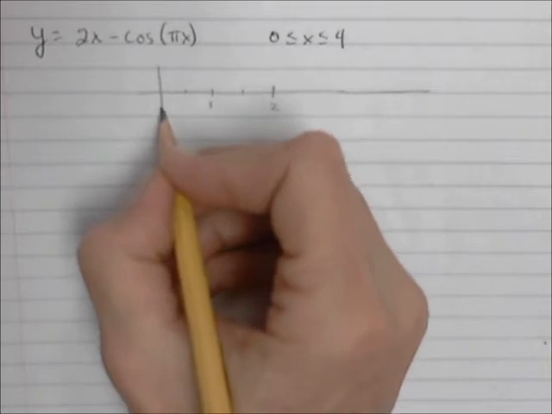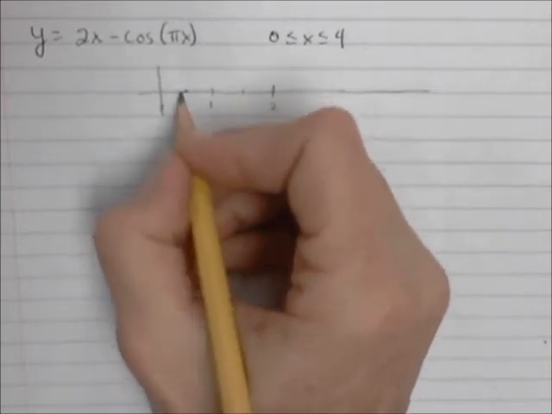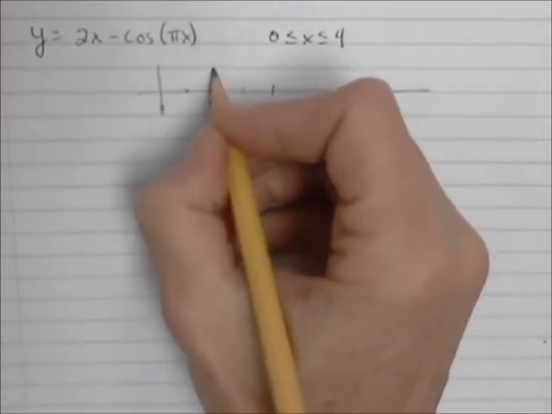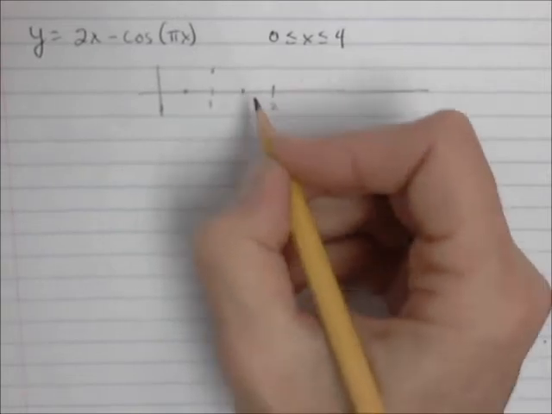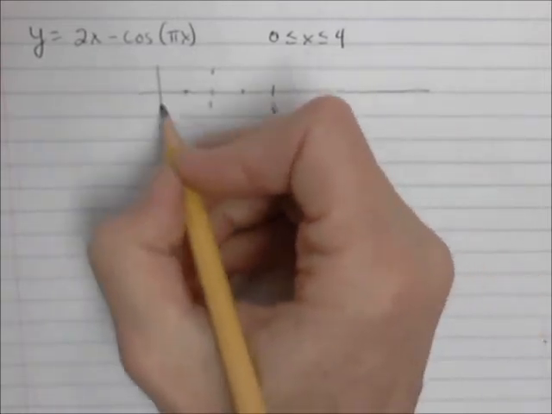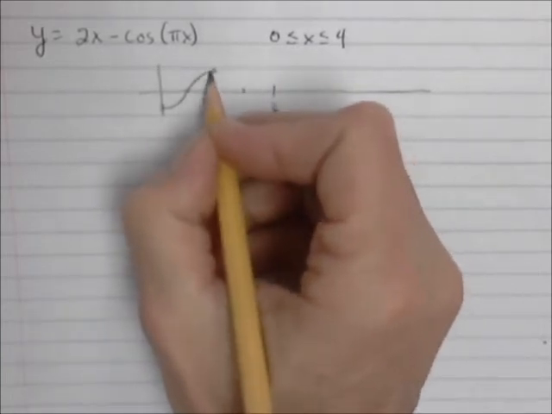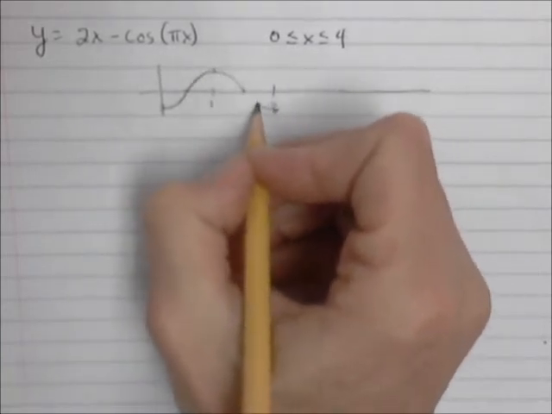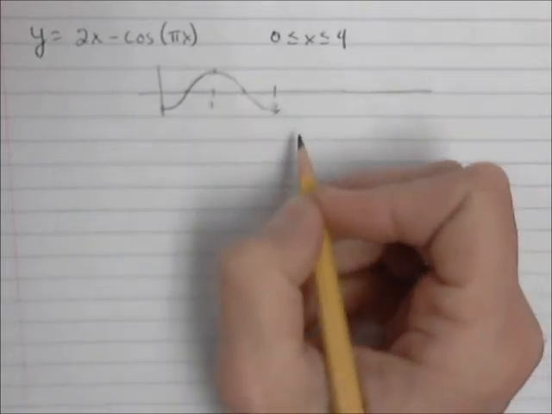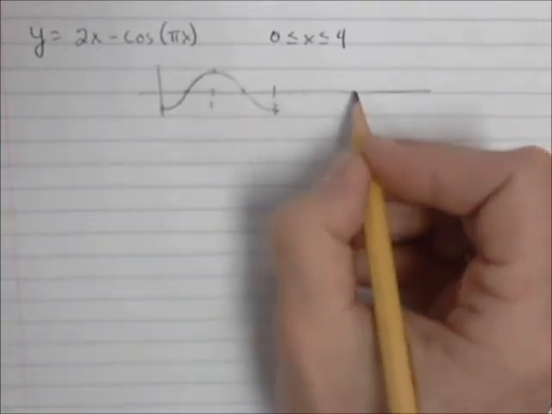So it starts at -1, goes through the midline, up to +1, down to 0, and down to -1. So the first cycle of this curve is between 0 and 2, and now I have to go out to 4.